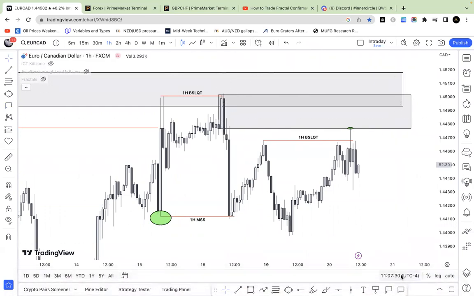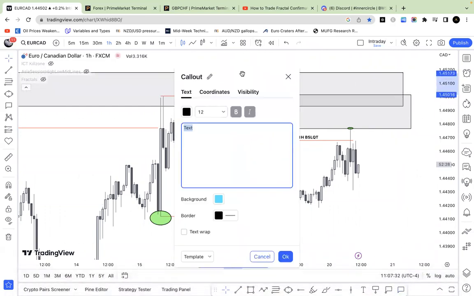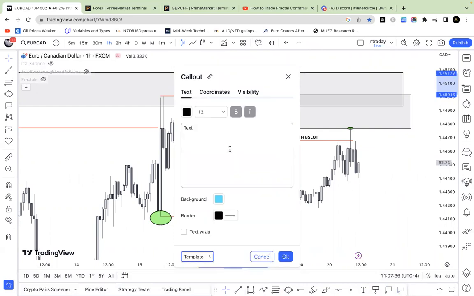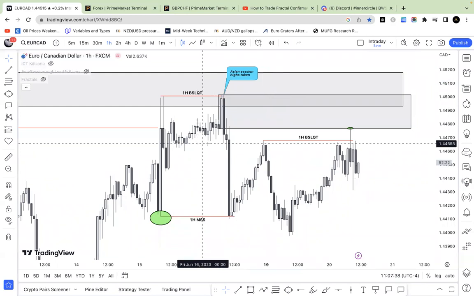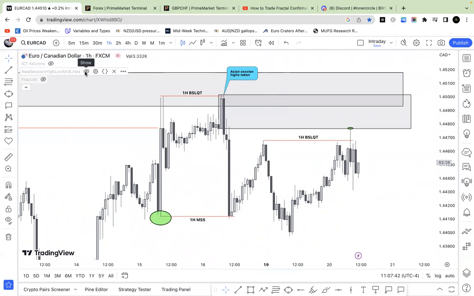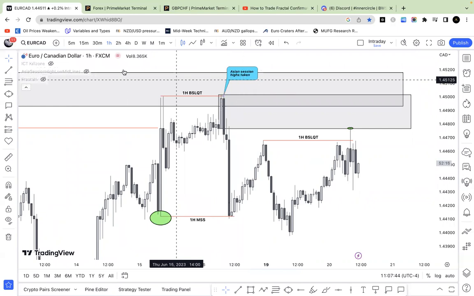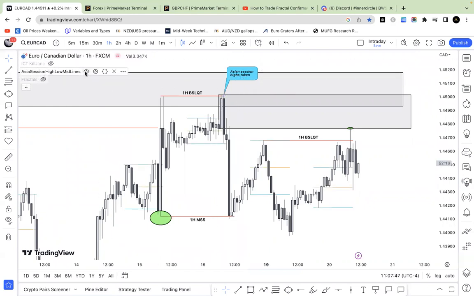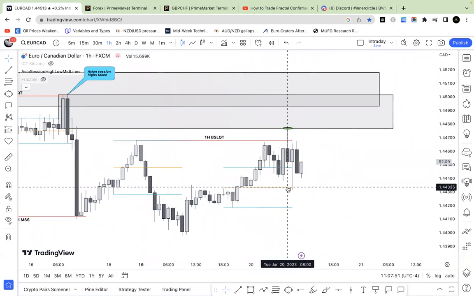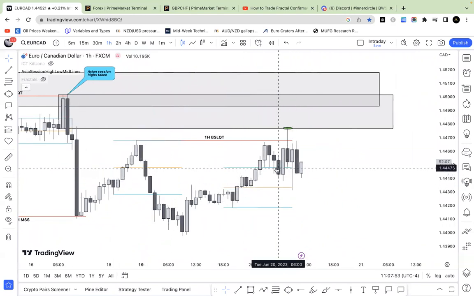And I encourage you to actually use this thing to be able to type notes about your trades, right? So you have Asian session highs, right? So this is Asian session low. This is the 50% of the Asian session, and this is the Asian session high.